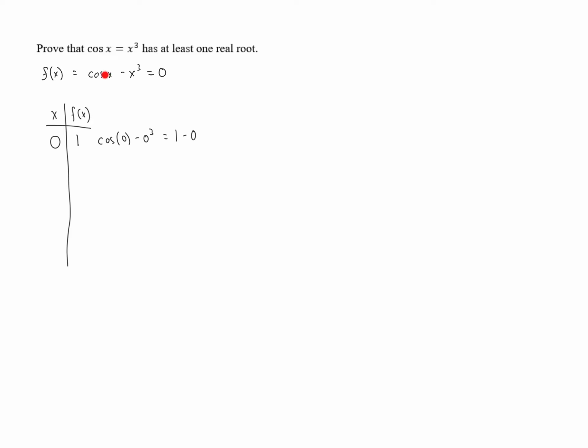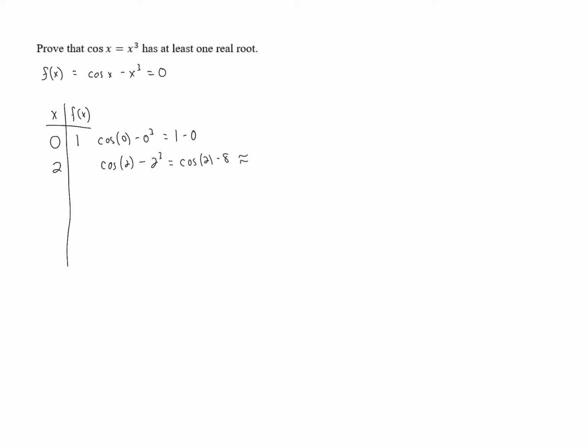But if we pick a multiple of pi to make the cosine turn out nicer, we're going to have a pi cubed here, which also is going to require a calculator for a decimal approximation. So really anything we do here, we're going to need a calculator. So I'm going to pick 2 because I know that 2 cubed is 8, so that's going to be subtracting something pretty big. So we've got cosine of 2 minus 2 cubed, which of course is going to be cosine of 2 minus 8.